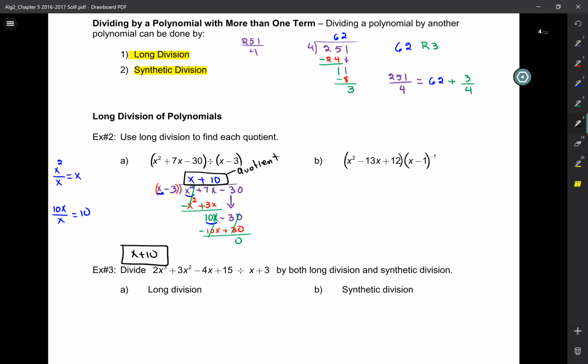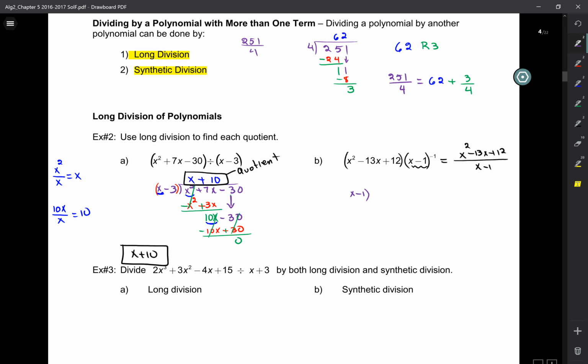Next one is written in a different format. You have the polynomial times this raised to the power of negative 1, which means to make the exponent positive, what should I do to that term? Move it to the bottom, right? So I can just rewrite this, and it'll look like this. X squared minus 13x plus 12 over x minus 1. And now it's just a division problem. So let's divide with this one.